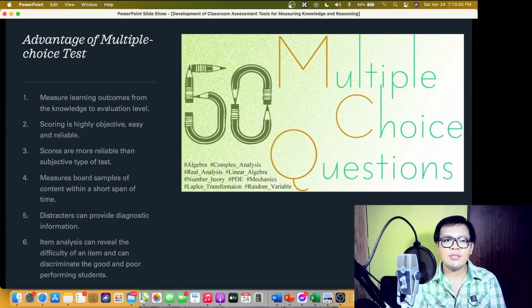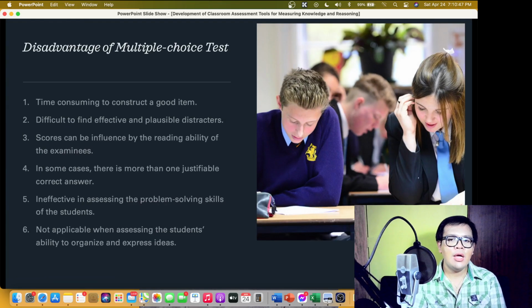We also have disadvantages of multiple choice tests. So first, it's time consuming to construct a good item. It's also difficult to find effective and plausible distractors. Sometimes scores can be influenced by the reading ability of the examinees. In some cases, there is more than just one justifiable correct answer. Number five, ineffective in assessing the problem-solving skills of the students, and not applicable when assessing the student's ability to organize and express ideas.